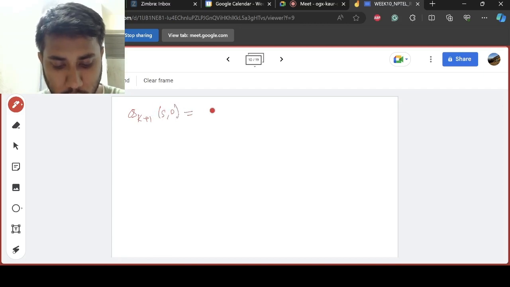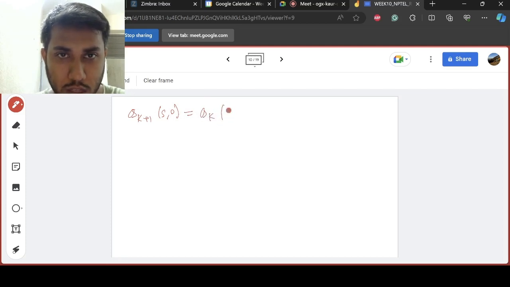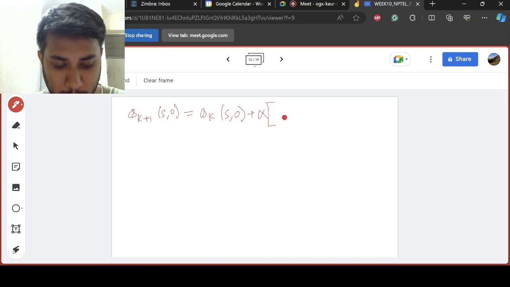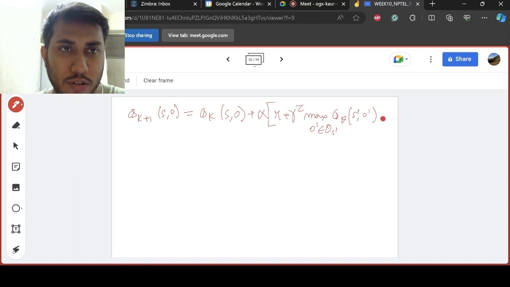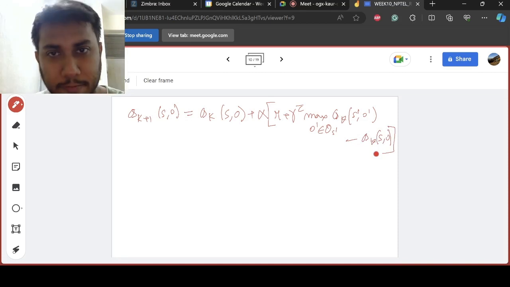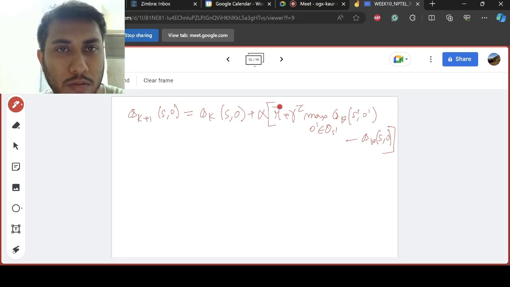Q k plus 1 of S, O is equal to Qk of S, O plus alpha times R plus gamma to the tau, max over O dash belonging to O of S dash, Qk of S dash, O dash, minus Qk of S, O. So that is your Q learning, and for this the reward will be R bar.